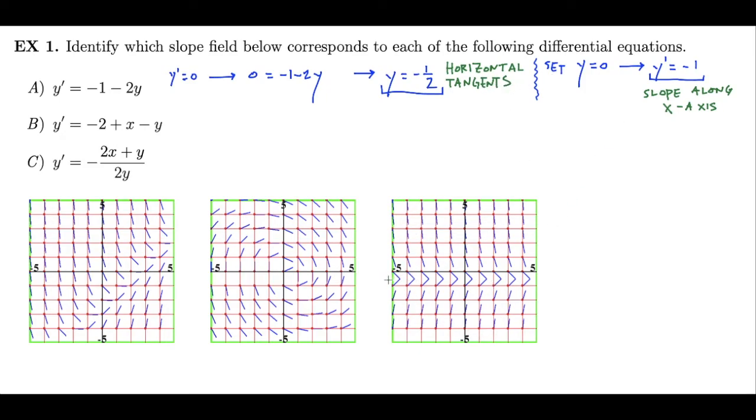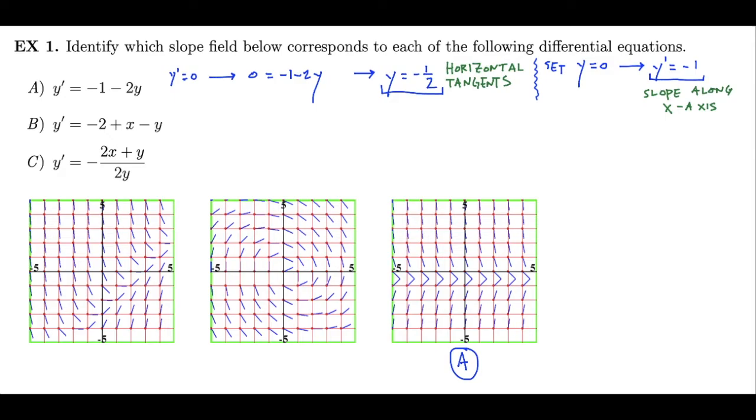Notice that along y equals -1/2, I have horizontal tangents. My tangents aren't perfectly horizontal in the picture. That's just based on the grid size that was chosen to calculate this computer-generated image. And then everywhere along the x-axis, I've got negative slopes, and those slopes are pretty much exactly -1. So I think this slope field corresponds to our first differential equation.